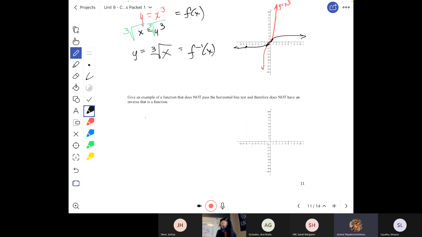Now, if I were to give you the parent quadratic function, and call that f of x, is its inverse also a function? No, it doesn't pass the horizontal line test. Its inverse is not a function. And we could interchange points and we could graph that as well.